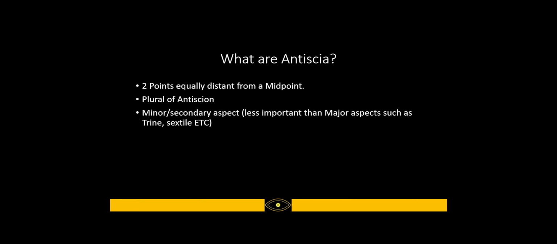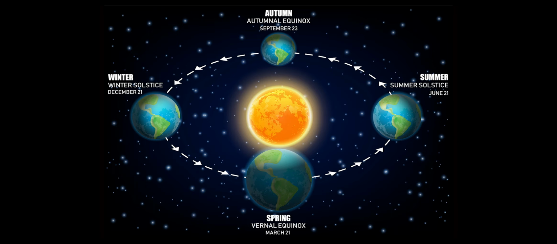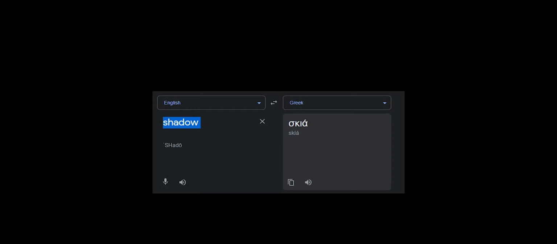What is an Antiscia? As simply as possible, Antiscia are 2 points that are equally distant from a midpoint. The 2 types of midpoints most commonly used when referring to Antiscia are the solstice lines and the equinox lines. When using the equinox lines, these points are contra Antiscia. The word Scia comes from the Greek word skia, meaning shadow.